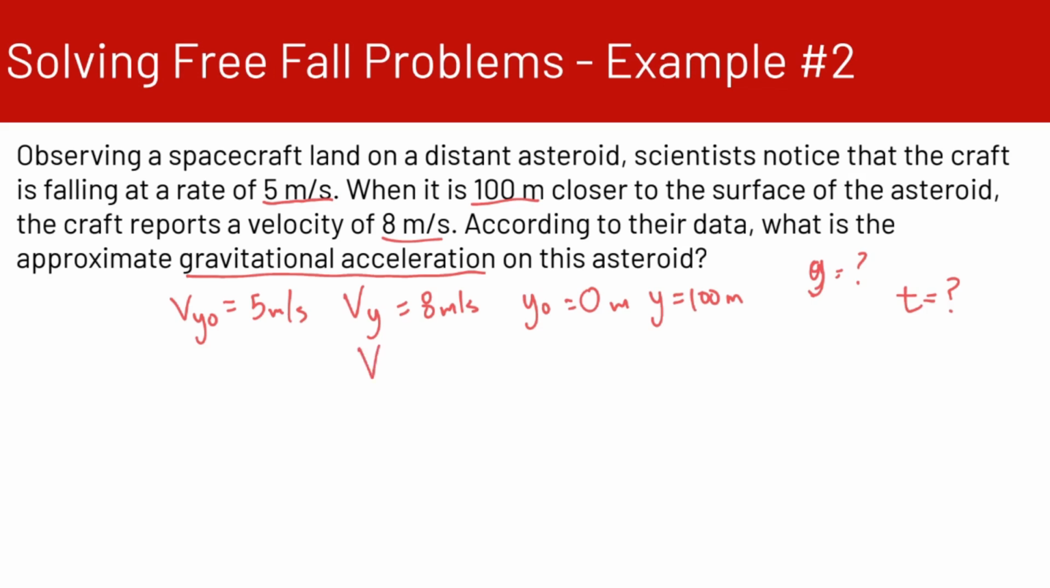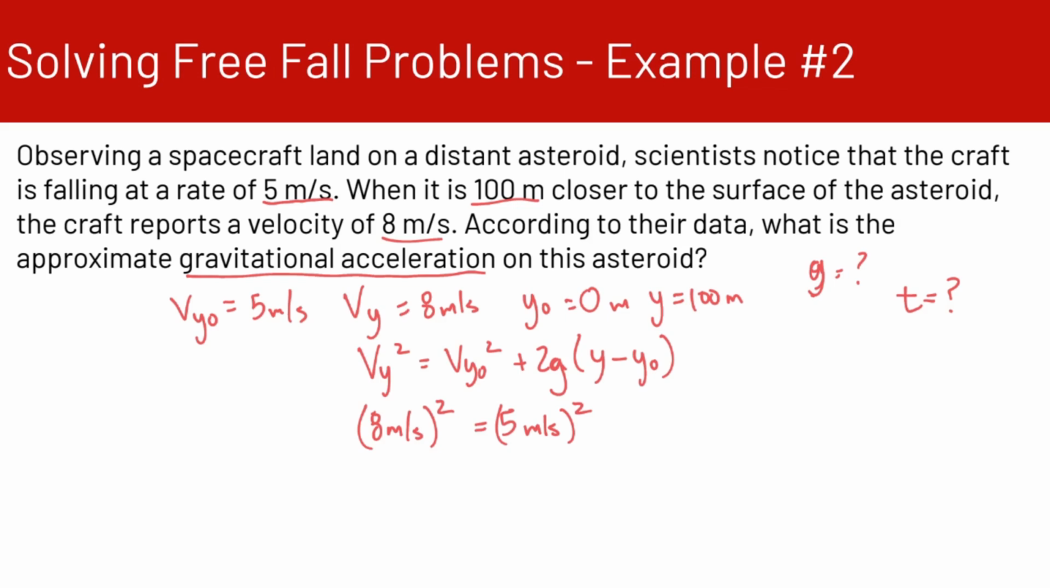So we can use the equation Vy squared is equal to Vy naught squared plus 2a times y minus y naught. So we'll plug all this information in and see if we can figure it out. In this case, our a is going to be g. So we have Vy squared, that is our 8 meters per second. We'll square that. It's equal to Vy naught, that is 5 meters per second. We'll square that. So plus 2 times g, which we don't know.